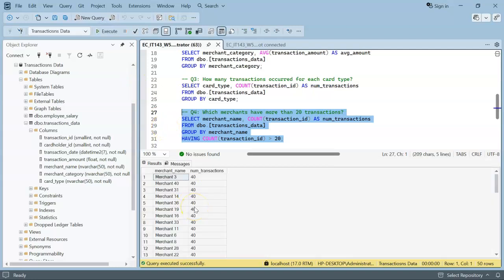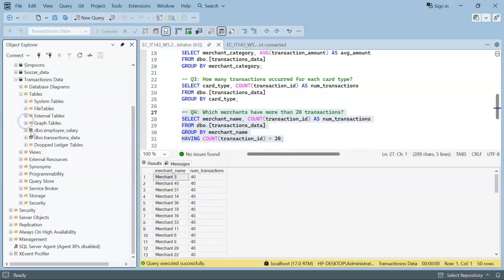So now here is the outcome. What this query does is group transactions by merchant names and count them. Then the HAVING clause filters out merchants with fewer than 20 transactions. This leaves only merchants with high activity levels. We are done with our first community.